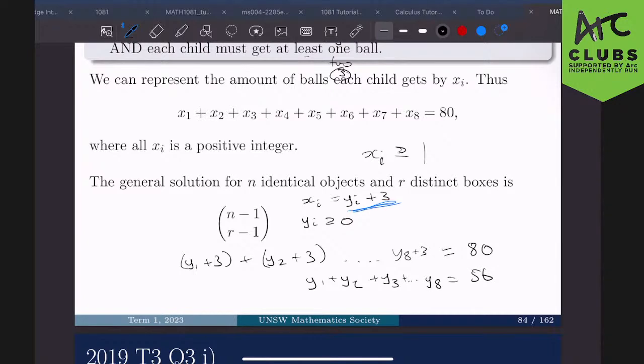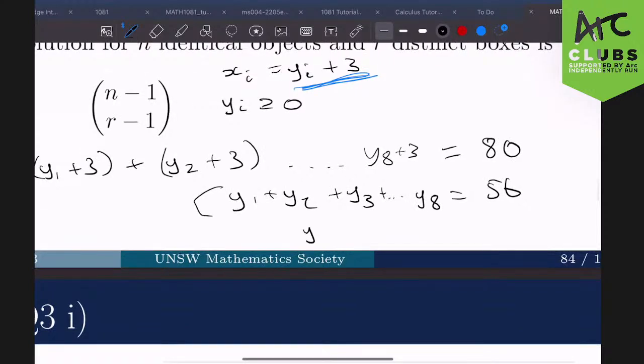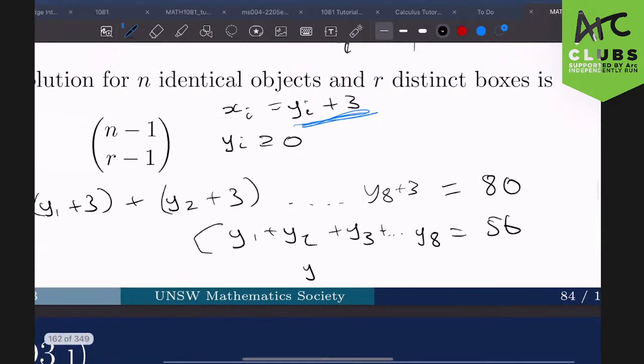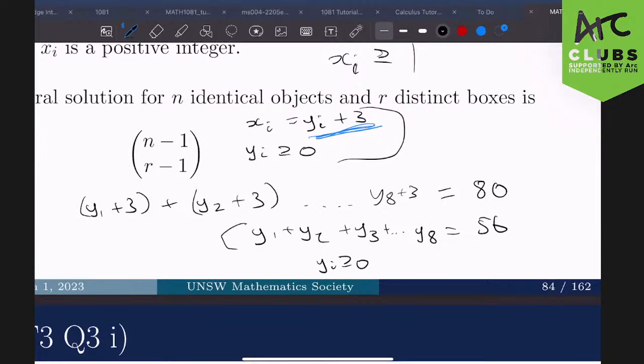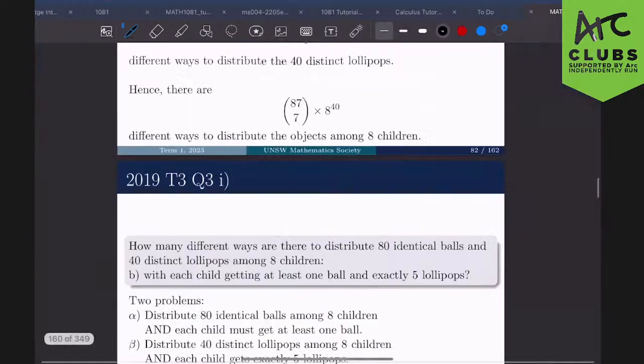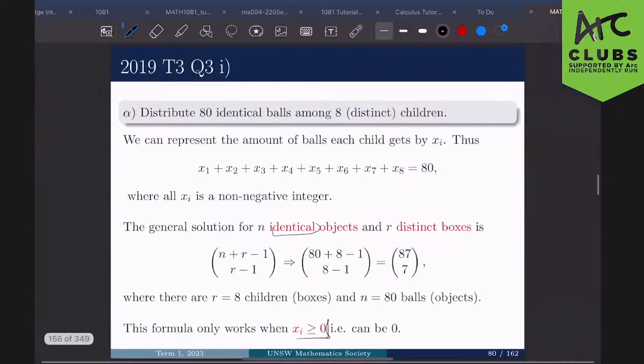And then now that it's in this form, y1 through y8, and as we've defined earlier, yi is greater than or equal to 0, we can apply the formula that we've used before. Let me just scroll back up to it. We can use this formula again, because we've created a situation in which it's the same form and each variable can be greater than or equal to 0.